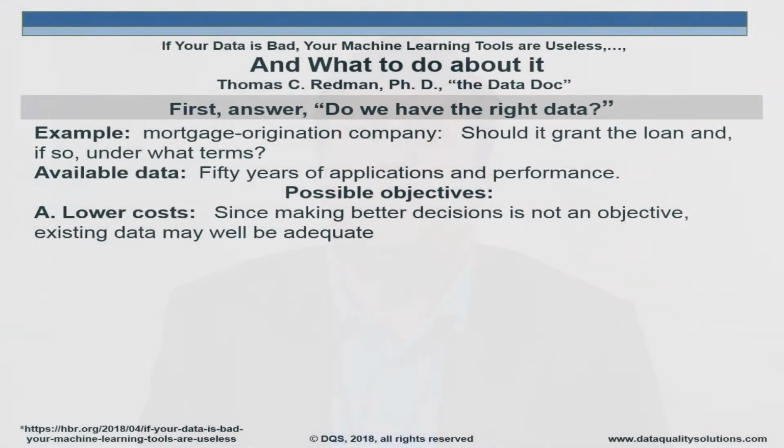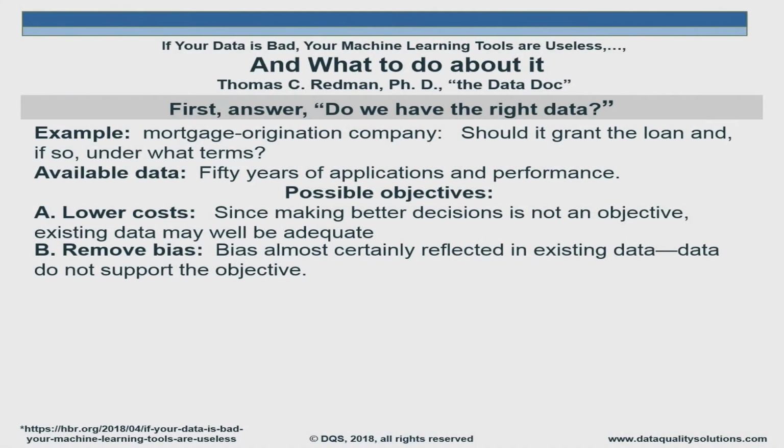Now, the company can have different objectives. One objective might simply be to lower cost, to replace people with automation. And in this case, the data is probably fine. There's no need to reduce bias or to improve the process, simply to reduce cost. And so these data are about how the processes work for 50 years.